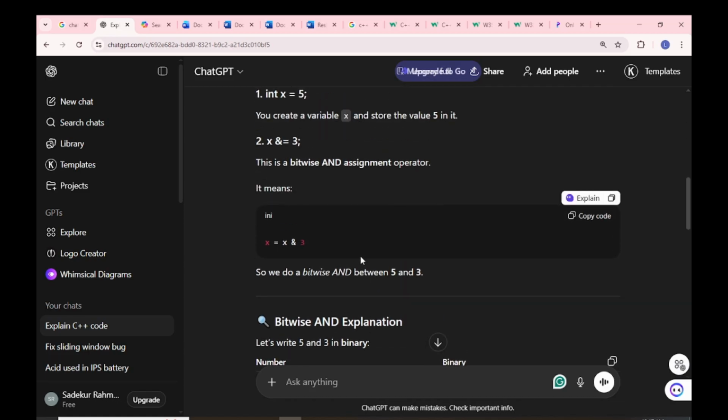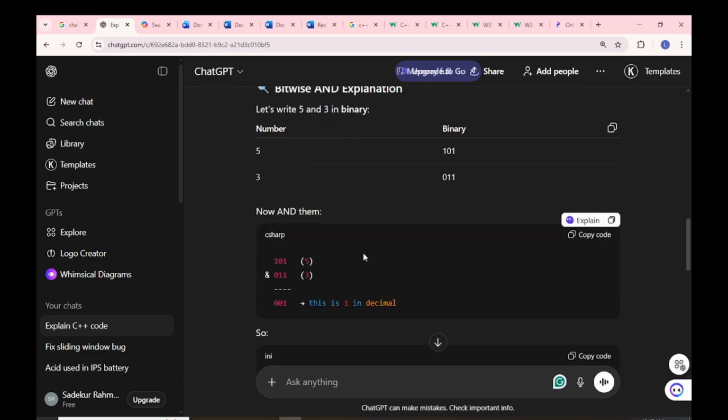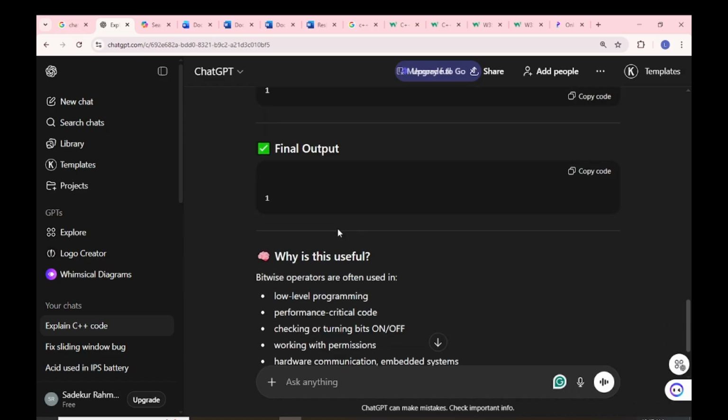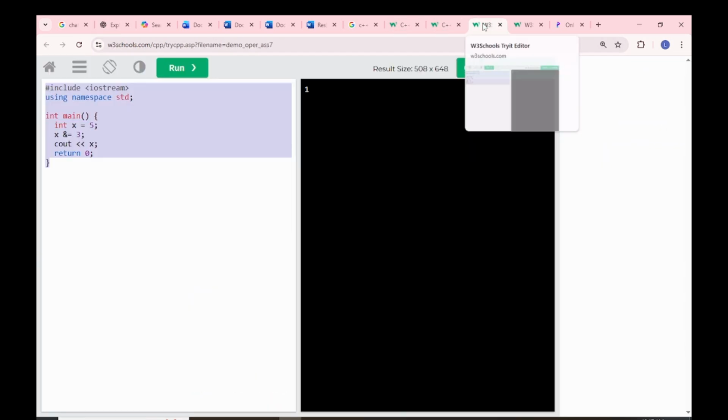So that means, guys, this is a bitwise operation between 5 and 3. See cout x. This prints the value of x. Since x became 1, the output is 1. So I hope you got the point, guys.